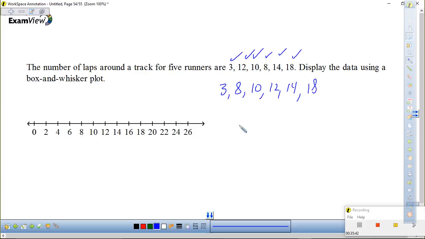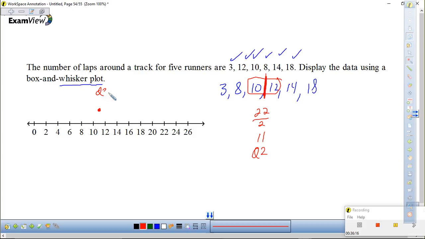So, we need to display it in box and whisker. So first of all, we need the median, don't we? Okay, so the median, let's see, there's 6 numbers. The median is right here. Do we have a median? So what do we do? Add these two, which is 22, and divide by 2, which is 11. So we're going to plot that here, plot 11 right there. And that is Q2.